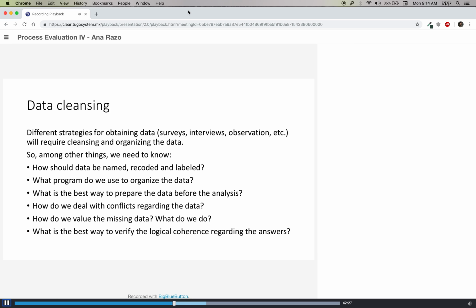So data cleansing and data organization is something that you have to decide and to plan with your evaluating team. This is something important. This is something that you need to consider since the very beginning.